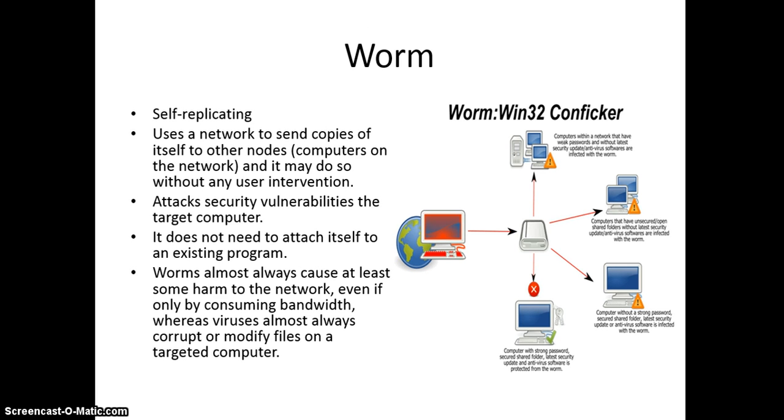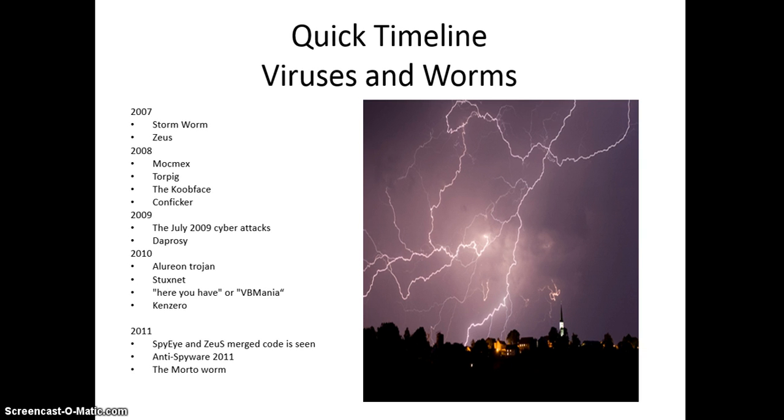One of the nastiest worms that we've seen in recent years is Conficker. A worm is self-replicating, and it attacks any security vulnerabilities on the target computers. It doesn't need a host, which is the distinction between it and a virus. So all it needs is bandwidth and some connections. It does not need a host. Here's a timeline of some of the different viruses and worms dating from 2007 till 2011.